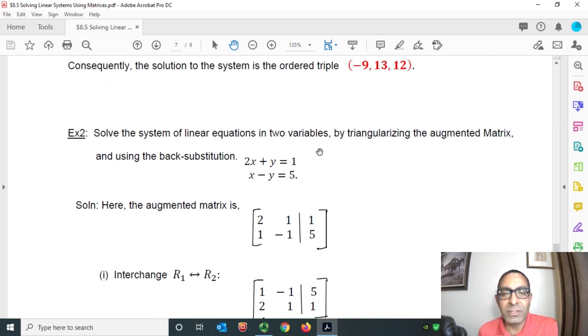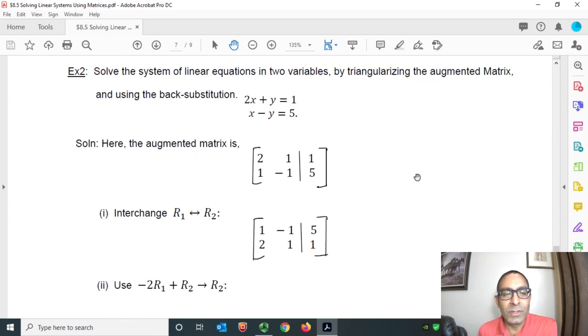So this time let's solve the two equations in two unknowns by converting the system to an upper triangular matrix and using the back substitution technique. Great. Solution. First, let's write the augmented matrix. Here, this is the coefficient matrix, 2, 1, 1, -1, and this is the constant matrix, 1, 5. We join these two matrices, which gives us the augmented matrix.